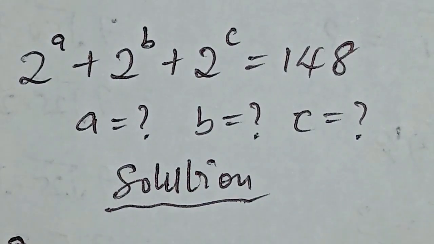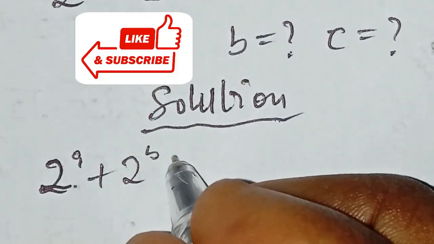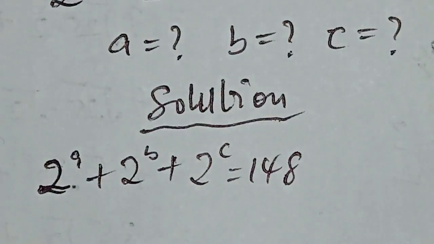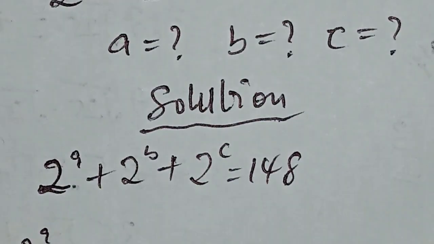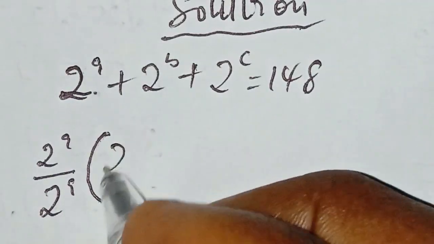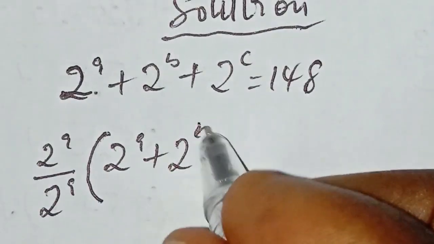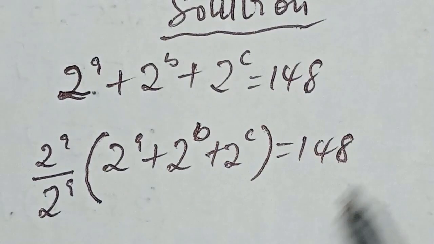We have that 2 to the power of a plus 2 to the power of b plus 2 to the power of c equal to 148. Here, what we need to do first is to have 2 to the power of a divided by 2 to the power of a, then multiplied by the expression 2 to the power of a plus 2 to the power of b plus 2 to the power of c equal to 148.